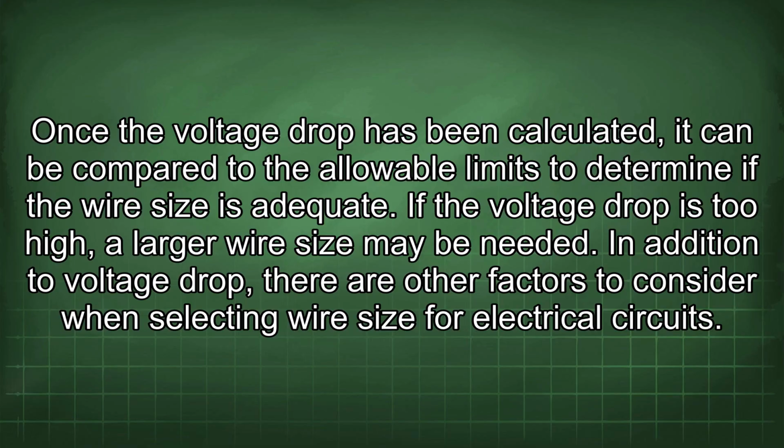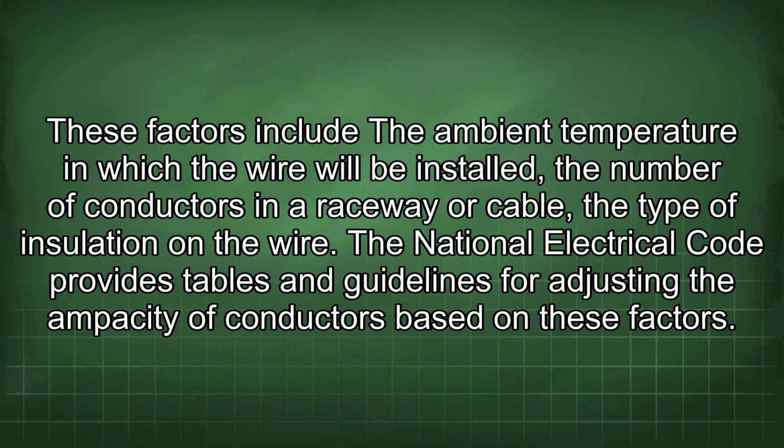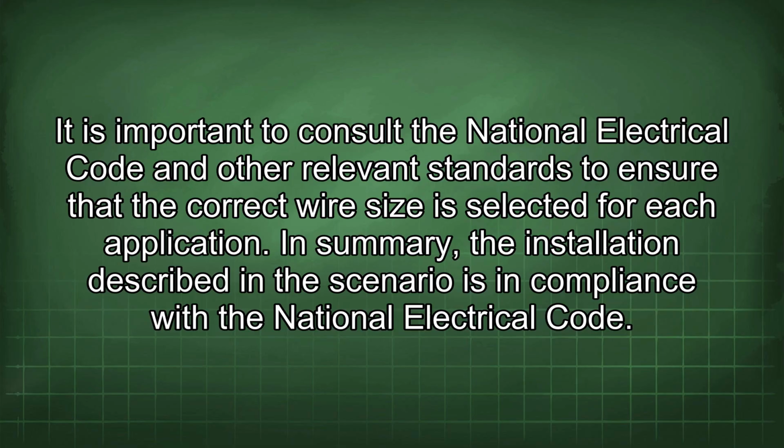In addition to voltage drop, there are other factors to consider when selecting wire size for electrical circuits. These factors include the ambient temperature in which the wire will be installed, the number of conductors in a raceway or cable, and the type of insulation on the wire. The National Electrical Code provides tables and guidelines for adjusting the ampacity of conductors based on these factors. It is important to consult the National Electrical Code and other relevant standards to ensure that the correct wire size is selected for each application.